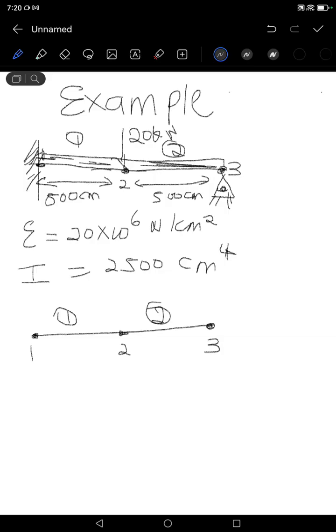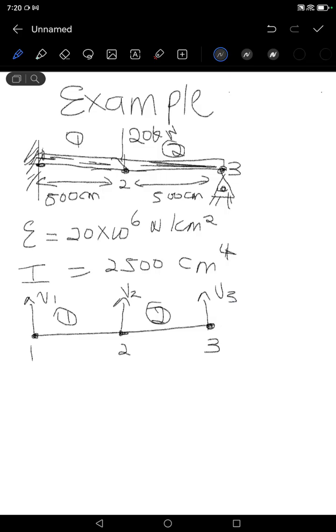Okay, we're gonna have 4 factors to be considered. On node 1, we're gonna have the force, the moment, rotation, and displacement. So this is what I'm saying. First factor is gonna be a vertical deflection or displacement, like this. So we're gonna have V1 at node 1, and then at node 2 we're also gonna have V2. At node 3 we're also gonna have V3.